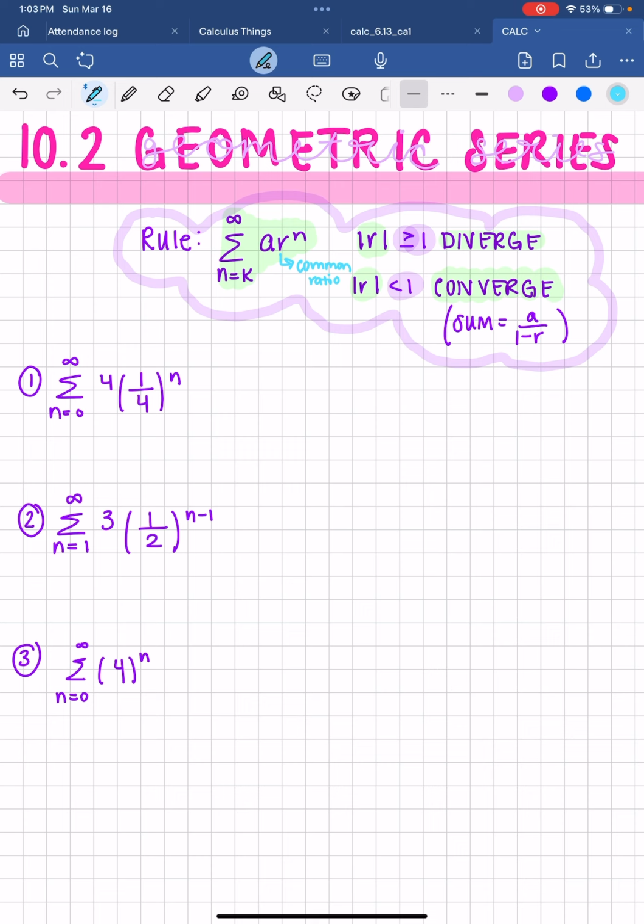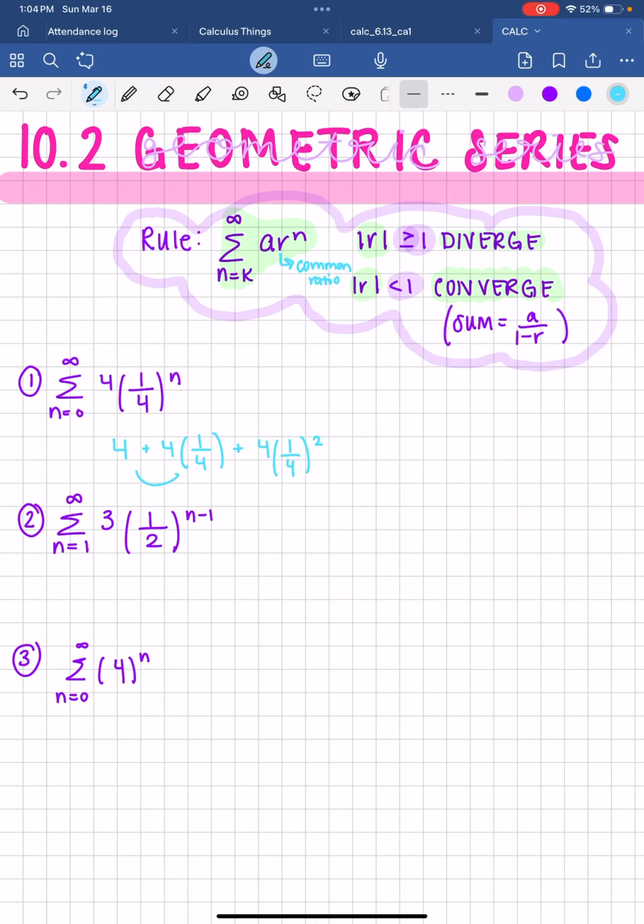So if you go ahead and look at number 1, you can see that we have a series in the form ar to the n minus 1. So say you wanted to write out the first few terms just to see and understand. If we replace n with 0 right now, my first term is going to be 4. If we replace n with 1, it's going to be 4 times 1/4. If we replace n with 2, it's going to be 4 times 1/4 squared, and so forth.